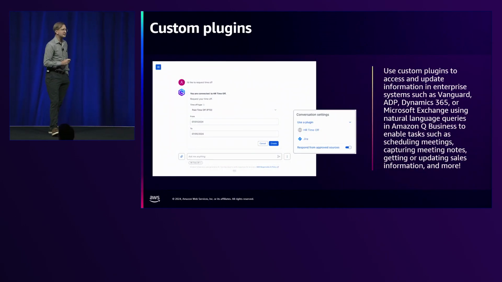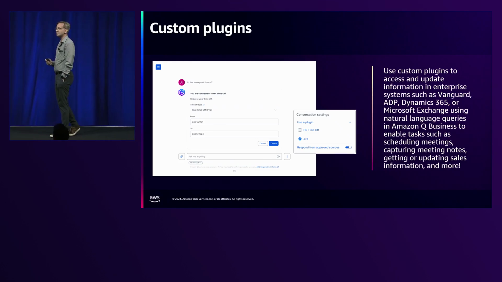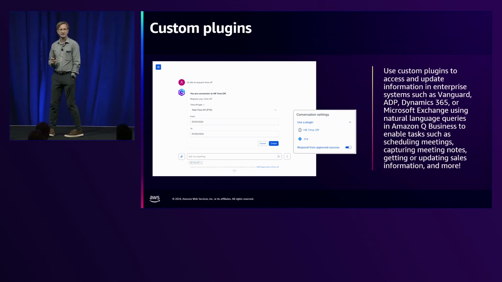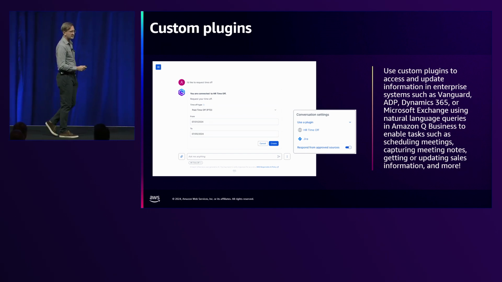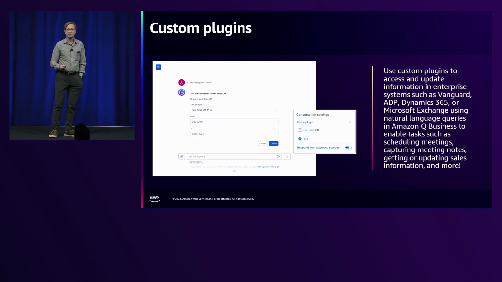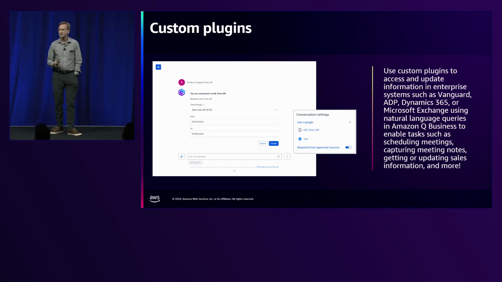The last thing that I think Q Business does great from a security perspective is custom plugins. Let's say that you have an enterprise data source that isn't covered by one of our 40 pre-built plugins, or you'd like users to be able to not just ask questions of data, but also to take actions via APIs. This is where Q Business custom plugins can come in and help.